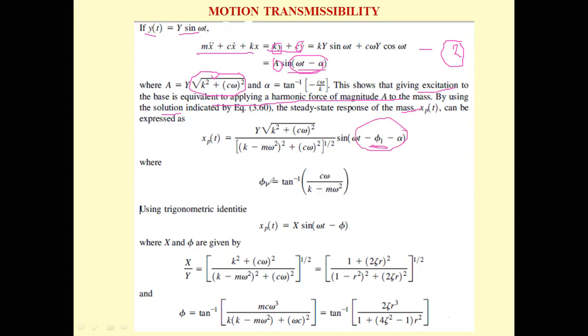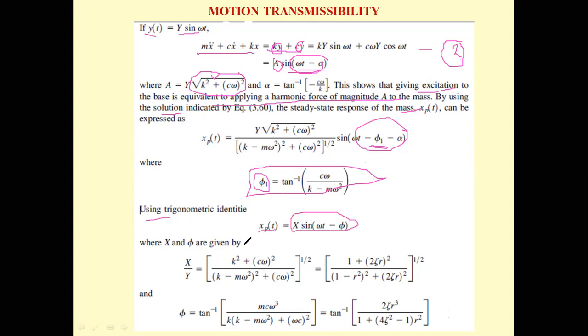In that we know the phase angle phi 1, it is already known to us. So phi 1 is nothing but the tan inverse of c omega divided by (k minus m omega square), that is nothing but tan inverse of 2 zeta omega upon omega n divided by 1 minus (omega upon omega n) square. This is already known to us. We have seen this equation in unit number 2. So using the trigonometric function, we use xp(t) equals X sine of (omega t minus phi).